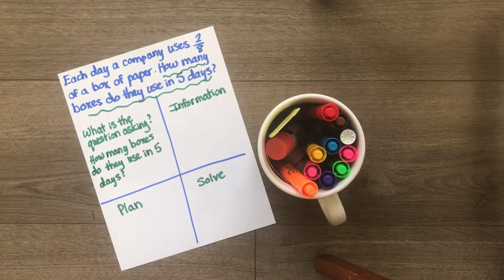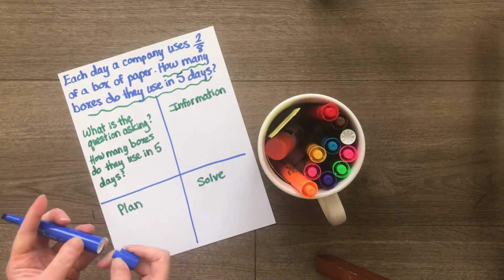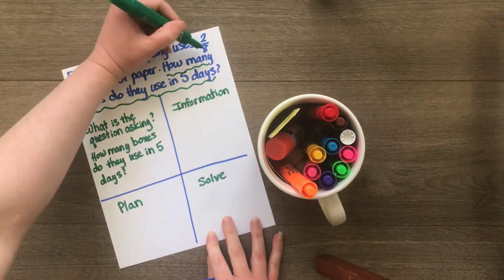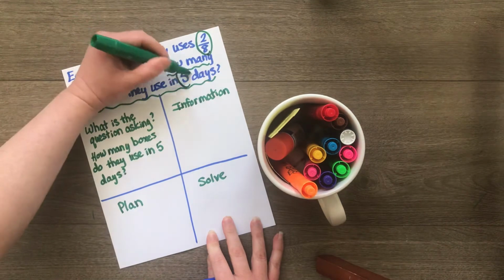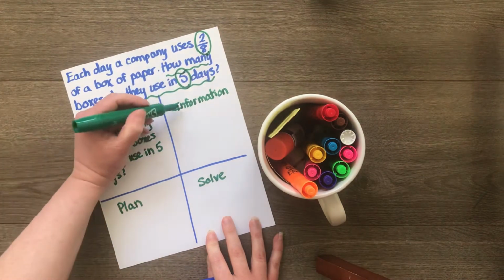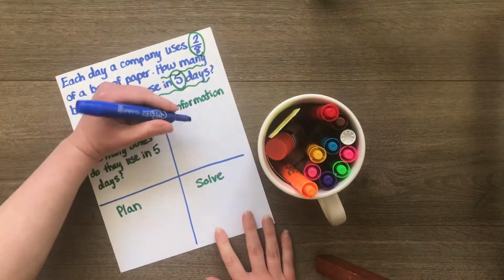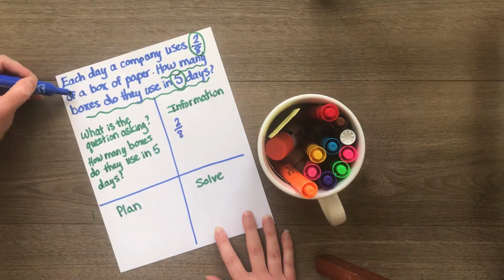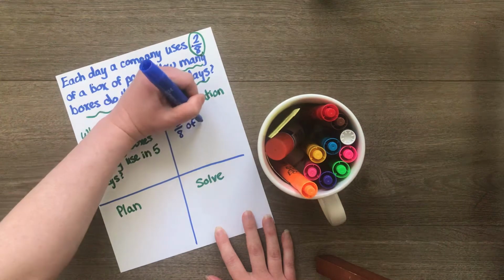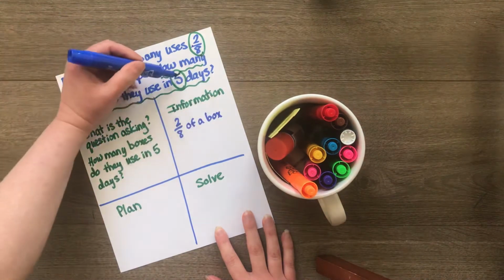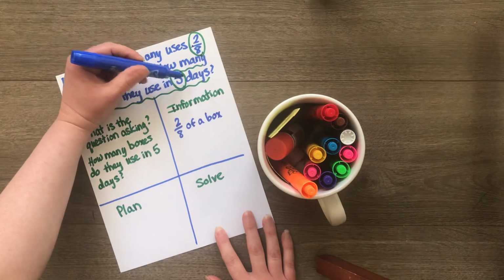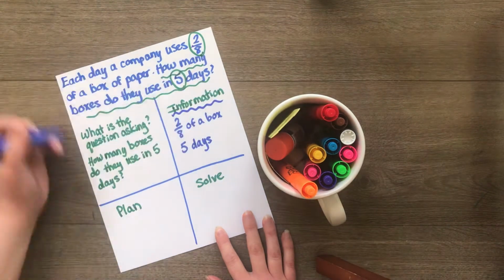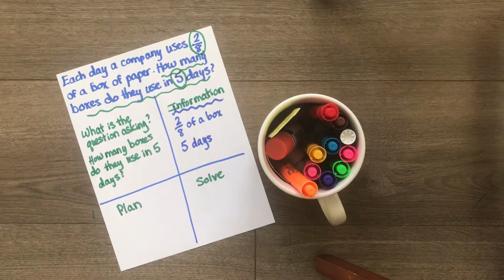Now, what information are we going to use? When I talk about information, I'm speaking specifically about the numbers that are in the word problem. I see 2 numbers. I see 2/8 and I see the number 5. Now, when I write down these numbers inside my information, I'm not just going to write the numbers themselves. I'm going to write what the numbers represent. 2/8 of a box. That's what 2/8 represents. And then I'm going to write what the 5 represents. It represents 5 days.